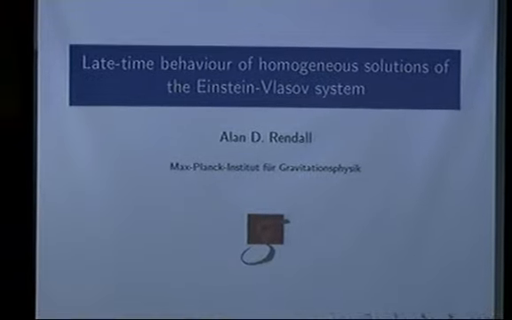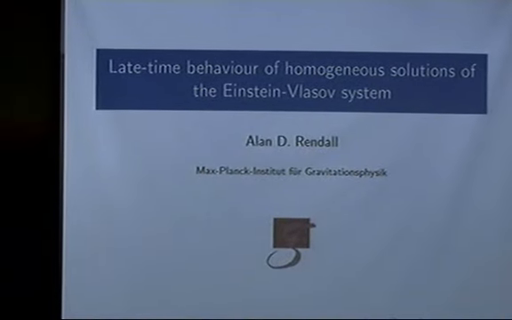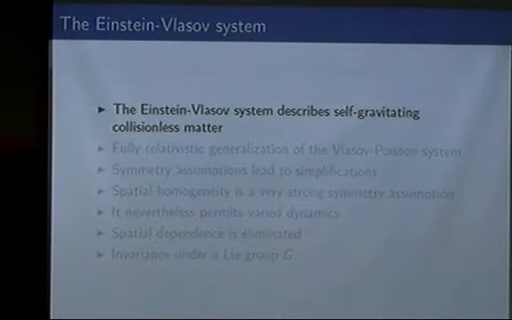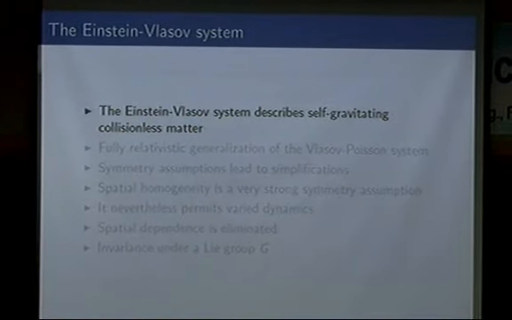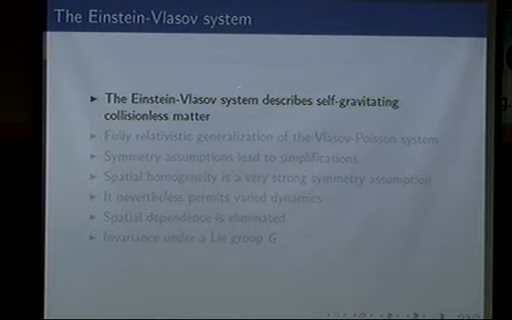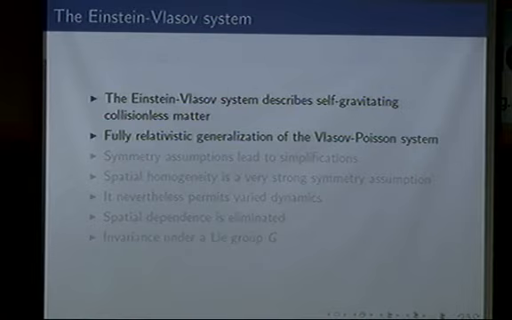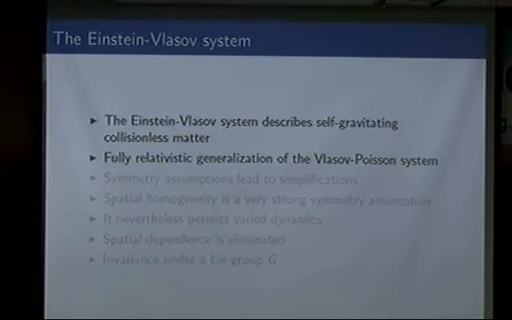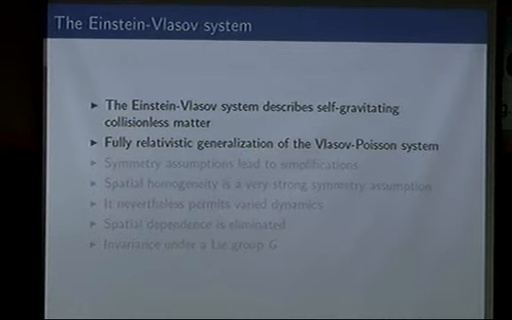My title today is, as you see, late-time behavior of homogeneous solutions to the Einstein-Vlasov system. We'll start with one or two general remarks. As I think most of you know, the Einstein-Vlasov system describes self-gravitating collisionless matter. Of course, you can also describe self-gravitating collisionless matter using the Vlasov-Poisson system, but the characteristic thing about the Einstein-Vlasov system is that it is a fully relativistic generalization of the Vlasov-Poisson system.